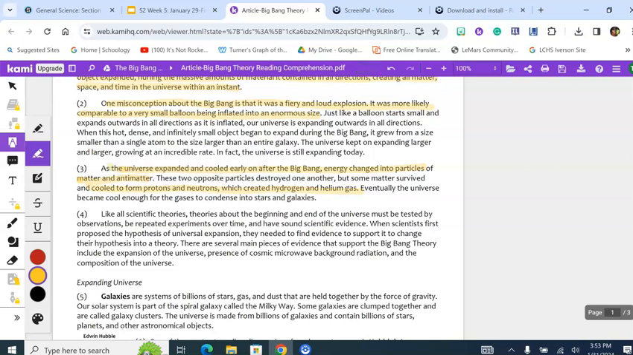Paragraph number 4. Like all scientific theories, theories about the beginning and the end of the universe must be tested by observations, be repeated in experiments over time, and have sound scientific evidence. Please highlight that sentence.